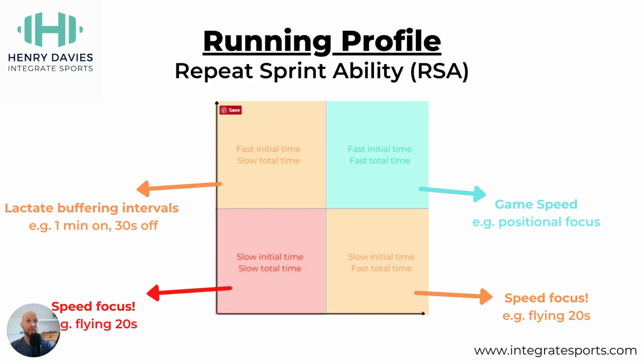As for repeat sprint ability, the fastest athletes typically are the best performers because they're working at a relatively lower percentage, again, of their top speed. This is why it's so important to be fast.